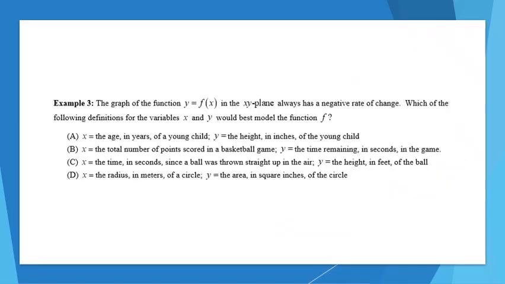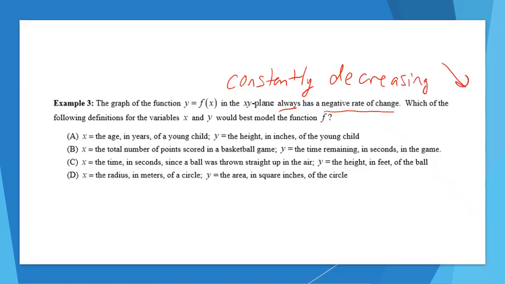All right, example 3. The graph of the function y equals f of x in the xy plane always has a negative rate of change. When you see words like always or never in a multiple choice question, those are keywords that you really should look out for. Which of the following definitions for x and y would best model this function? So always having a negative rate of change means it's going to be what we call in math constantly decreasing, meaning it is always going down.